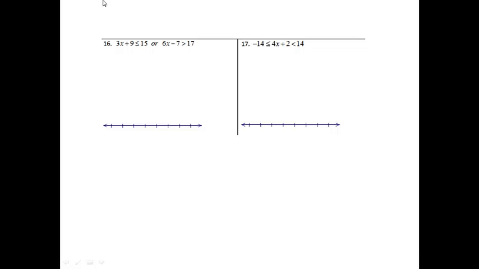3x plus 9 is less than or equal to 15, or 6x minus 7 is greater than 17. One thing that I know, since I see the or, is that I'm going to have something that is headed in opposite directions, so you might just want to think about that to start with. Okay, I like to draw strictly down the or because we have two totally separate problems.